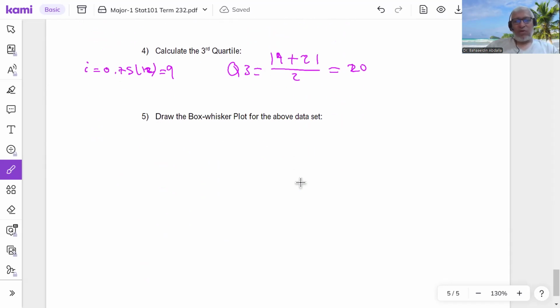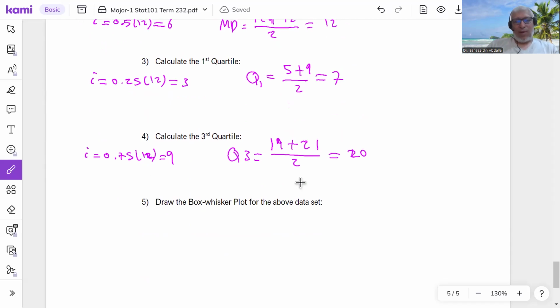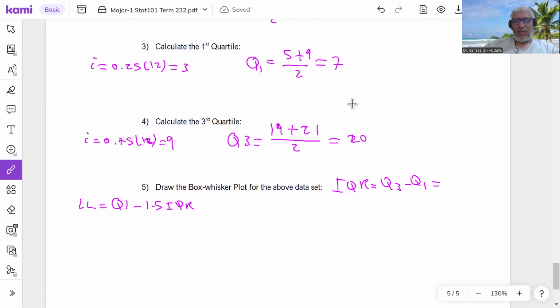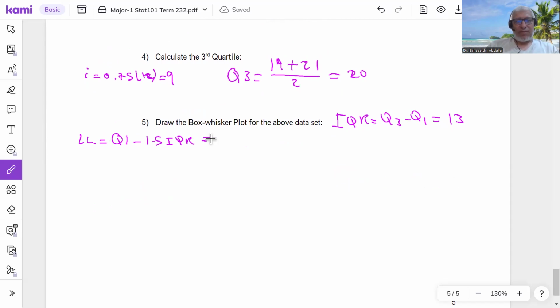Draw the box-whisker plot for the above data. Well, I need to find the lower limit and the upper limit. The definition of the lower limit is Q1 minus 1.5 times IQR. Well, IQR is Q3 minus Q1. So it's 20 minus 7, so that's 13. Q1 is 7 minus 1.5 times 13. If you use the calculator, this is negative 12.5.